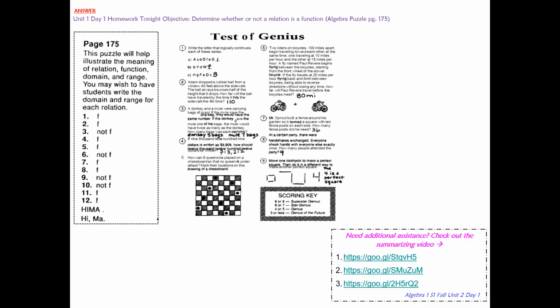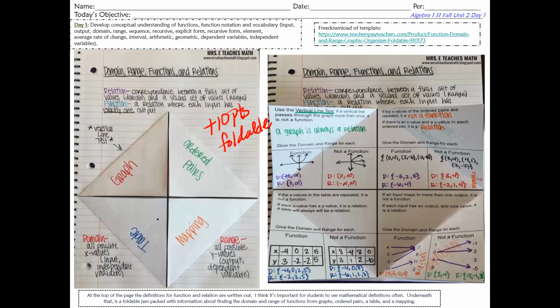And then I gave you a few other options of a foldable that we talked about, how to identify domain, range, whether it's a function or not a function, based on a graph, an ordered pair, mapping, and a table. So different ways that they can show you this on the test, or the end of the course exam, or the common district final.